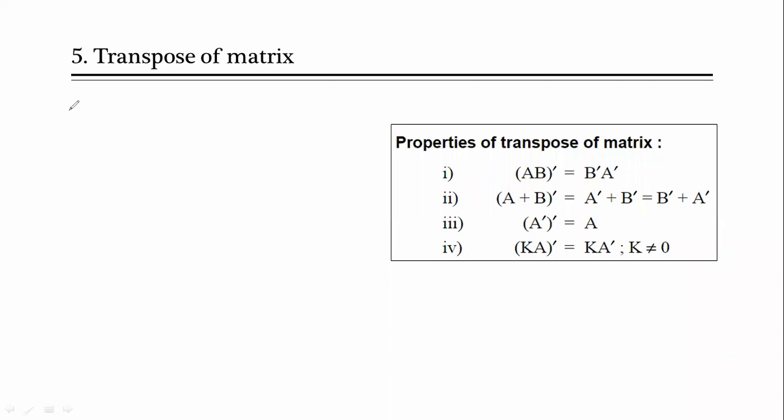Okay. Now the transpose of a matrix is obtained by interchanging rows and columns of a given matrix. Okay, what do you mean by this?